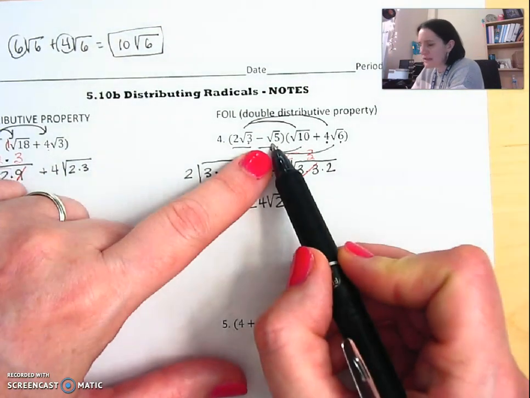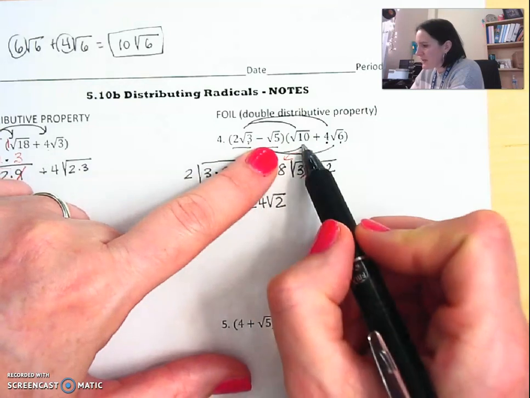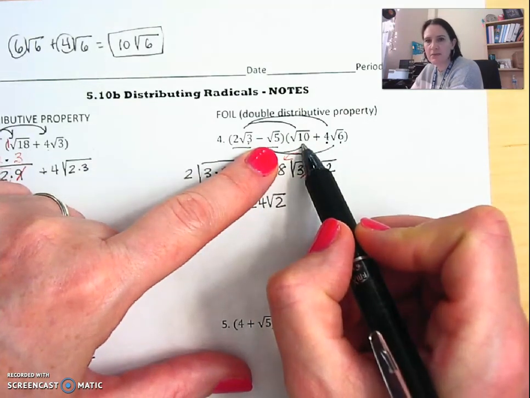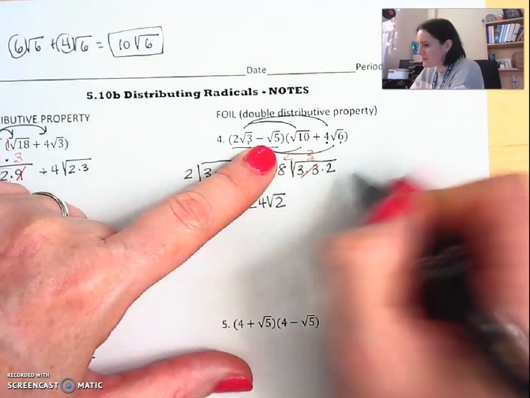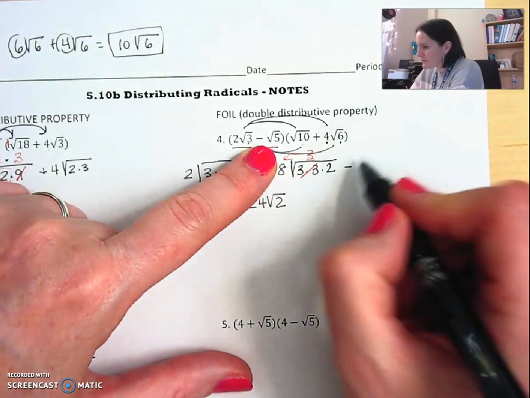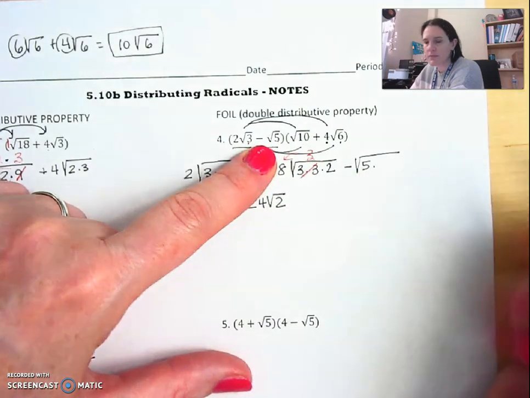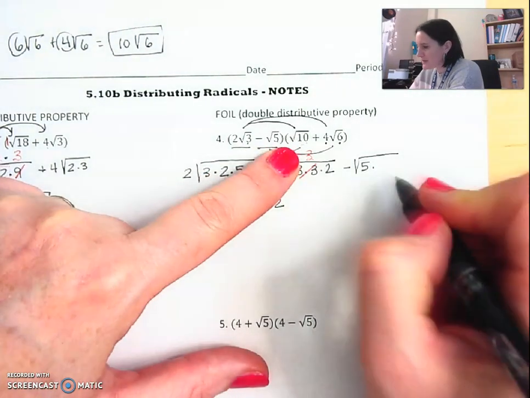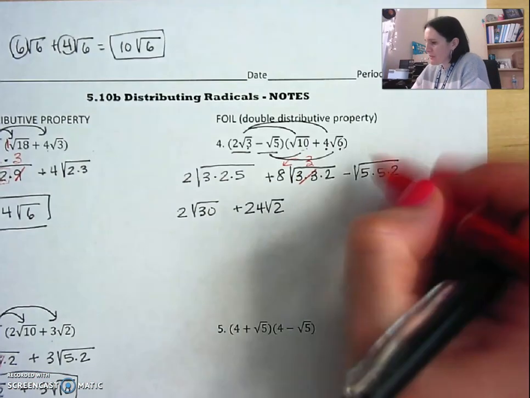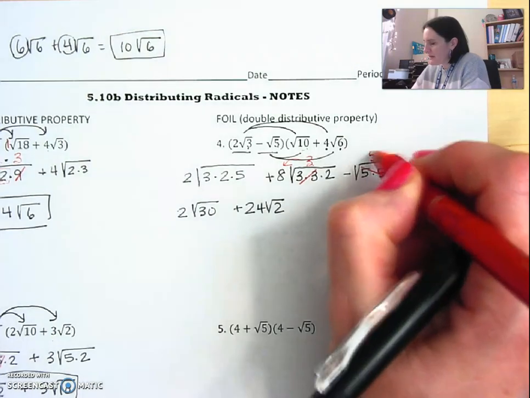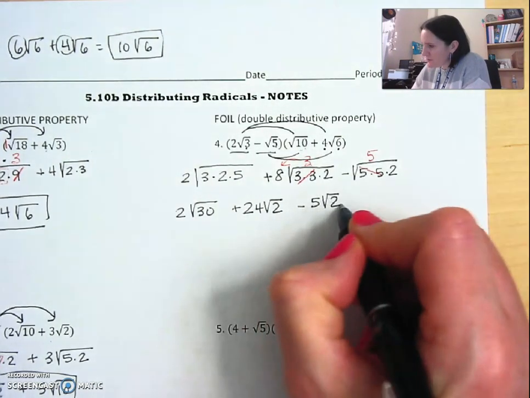So now I'm going to look at this negative square root of 5 and distribute that. So negative square root of 5 times the square root of 10, that's my inside terms. So now that's a negative times a positive. That's going to give me a negative number. And then the 5 and the 10 I'm going to factor as 5 times 2. There's a pair of 5's. I'm going to bring 1 out. And that gives me minus 5 square roots of 2.